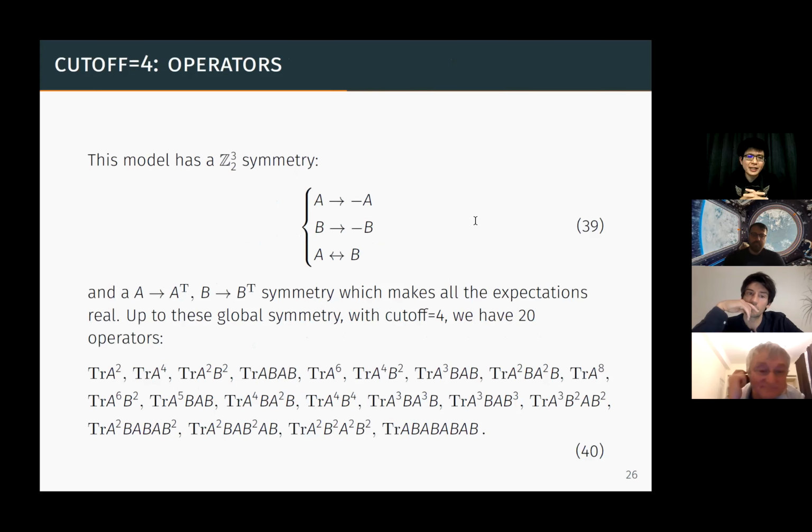And we also know that this model has a D2 to the 3 symmetry. That is A to the minus A, B to the minus B, and A to the B. For simplicity, we assume all these symmetries. Actually, we can study the symmetry breaking case later. Up to this global symmetry with cutoff equals 4, we have 20 independent or non-equivalent operators.